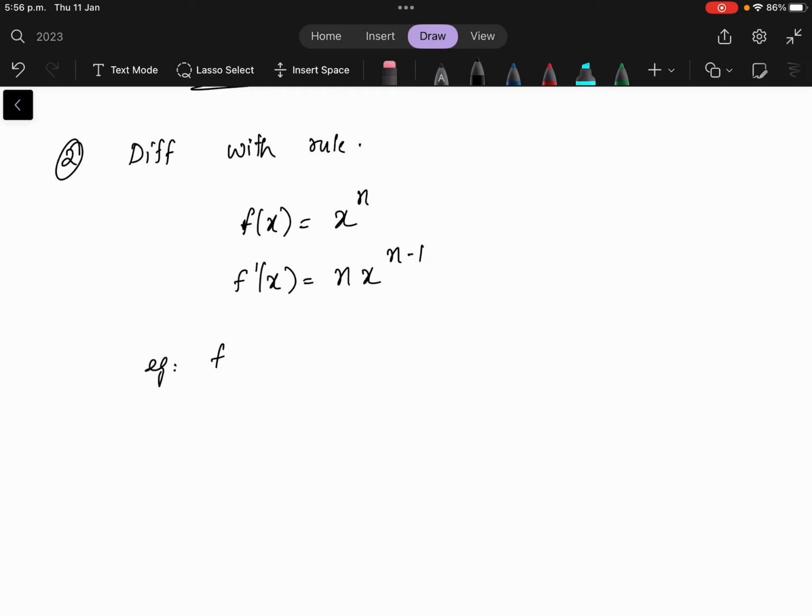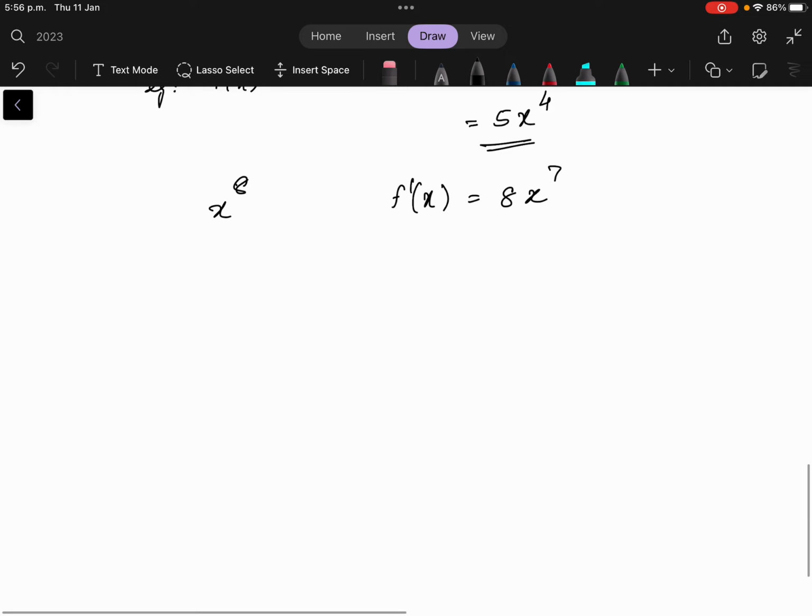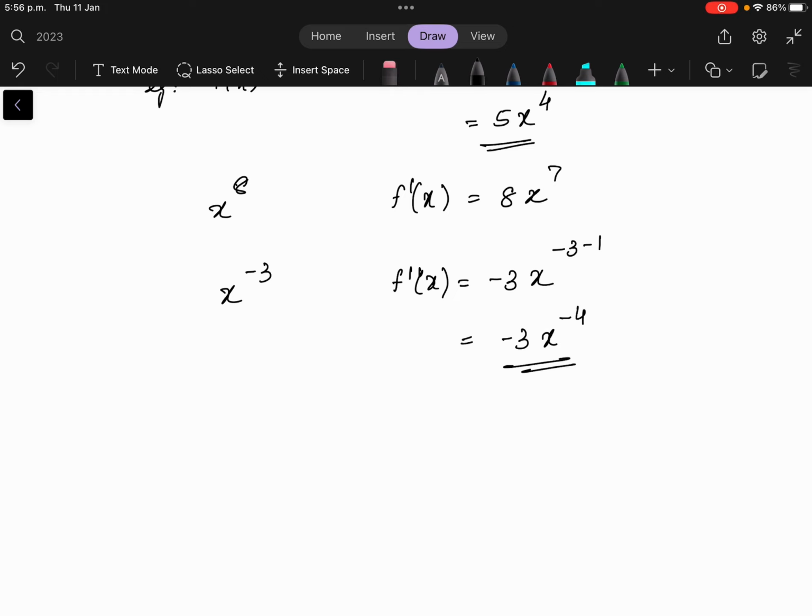So for example, if I have f of x is equal to x to the power of 5, f dash x will be equal to 5x to the power of 5 minus 1, which is equal to 5x to the power of 4. F of x is equal to x to the power of 8, f dash x is equal to 8x to the power of 7. Just subtract 1 and that should be fine. What is x to the power of minus 3? F dash x will be equal to minus 3x to the power of minus 3 minus 1, which is equal to minus 3x to the power of minus 4. So just remember, when you are putting a negative sign, it has to be changed.